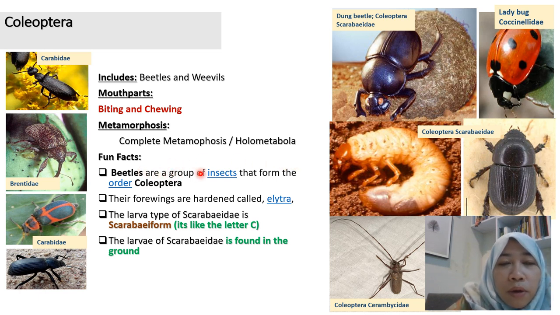Beetles are a group of insects that form the order Coleoptera. The forewing of this beetle is called elytra. The hardened forewing is elytra. This is the larva of Scarabaeidae, and it resembles the letter C, and the type is scarabaeiform. Yeah, scarabaeiform, and the larva of scarabaeiform is found in the ground.